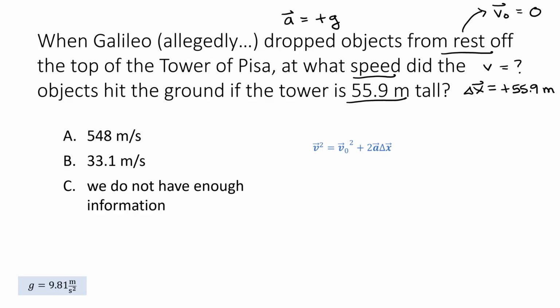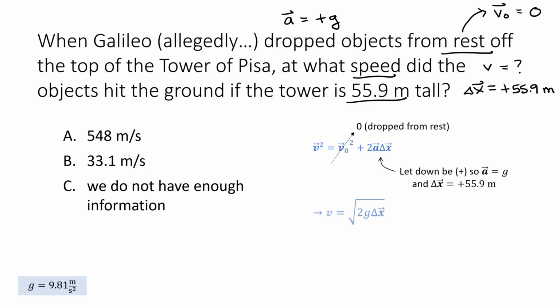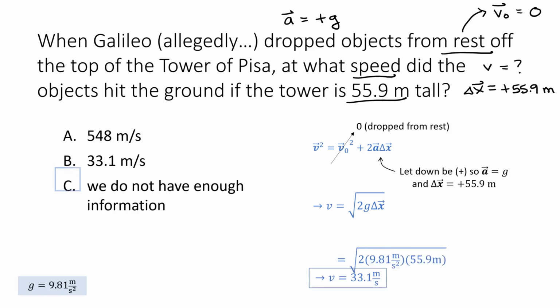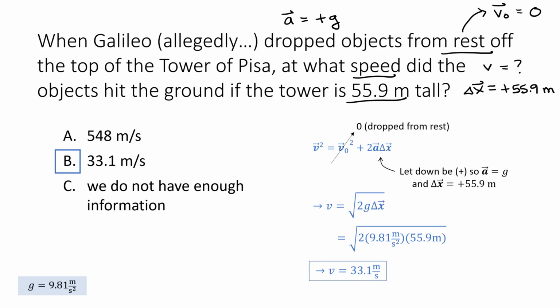So I would go ahead and use the equation v squared equals v naught squared plus 2a delta x. We can plug in v naught is equal to 0 because it's dropped from rest. We also plug in our acceleration and delta x as mentioned above. And then we can rearrange by taking the square root of both sides of the equation so that we get v, our final speed, is equal to the square root of 2g delta x. Plugging in our numbers, I get 33.1 meters per second here.